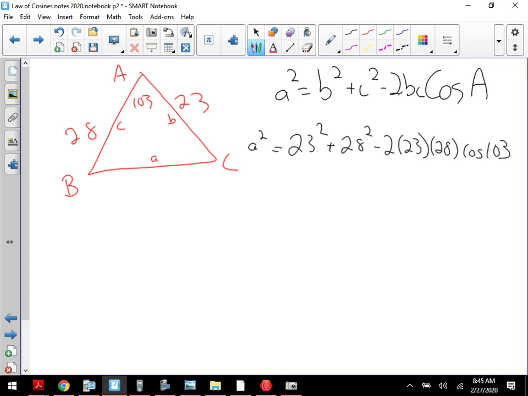40.03? Thank you, guys. So little a is 40.03. Now, you have an angle and a side opposite, so you use the law of sines. And this one's forcing you to find angle C next.